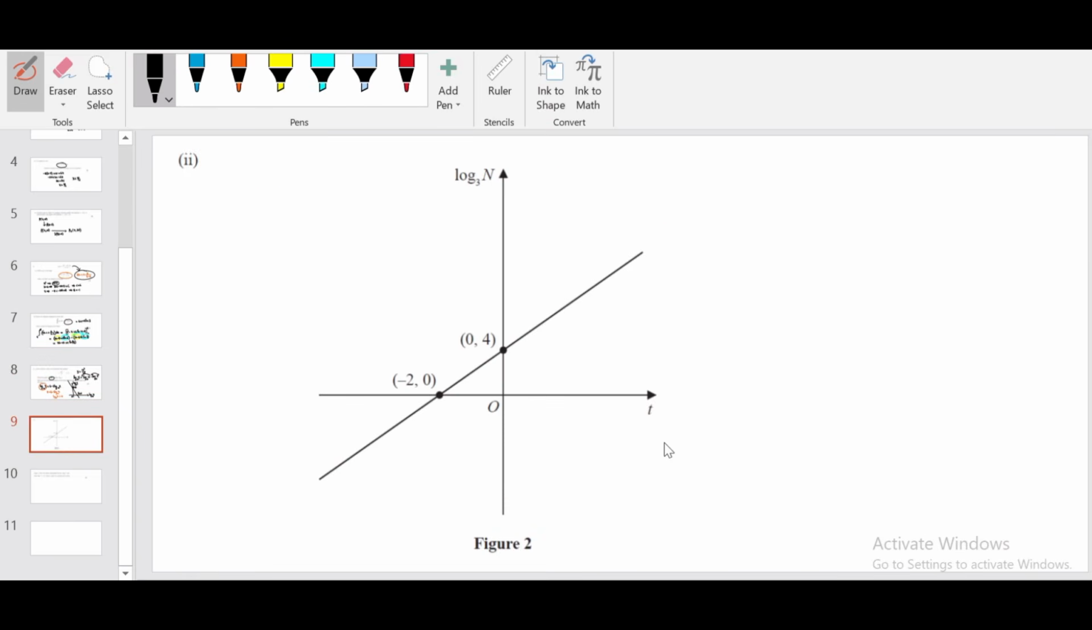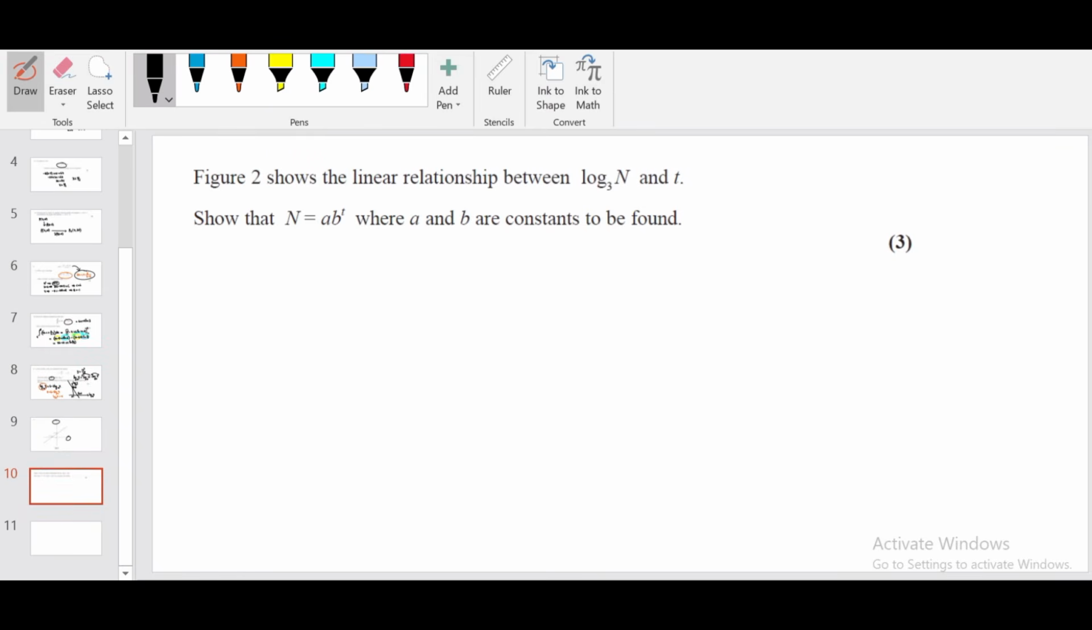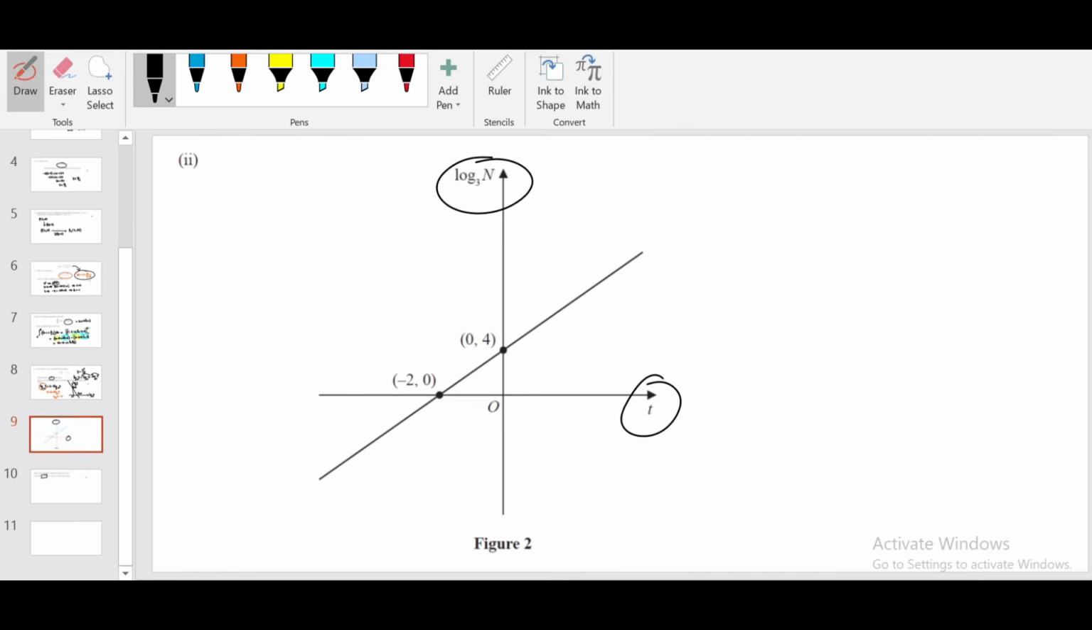Now part (b), we have another graph given. X-axis is t, y-axis is log n. The question says, figure 2 shows a linear relationship between log n and t. Show that n is equal to this. Okay, from here, first you have 2 points. Find the slope of the line. y2 minus y1 divided by x2 minus x1 is equal to minus 2.